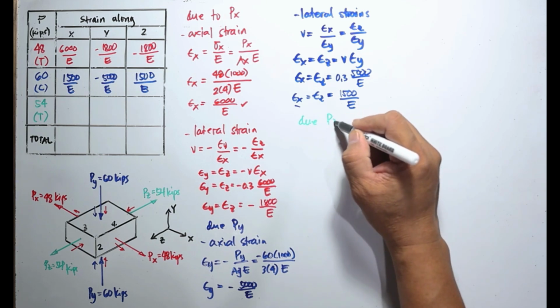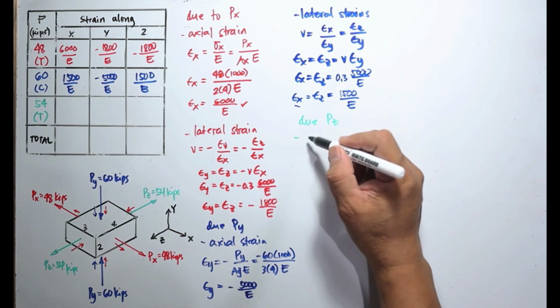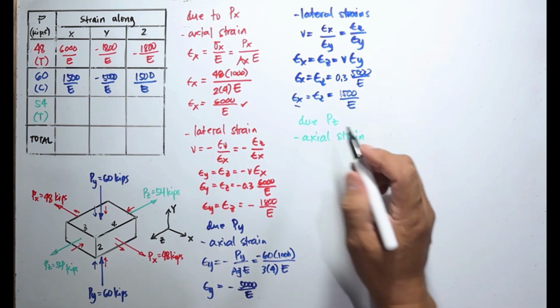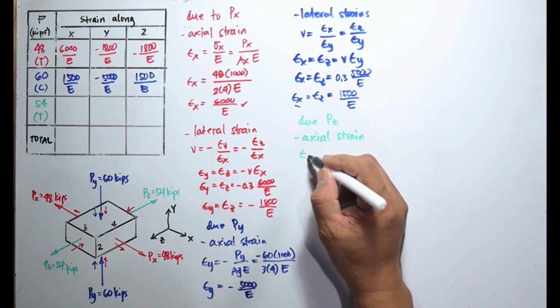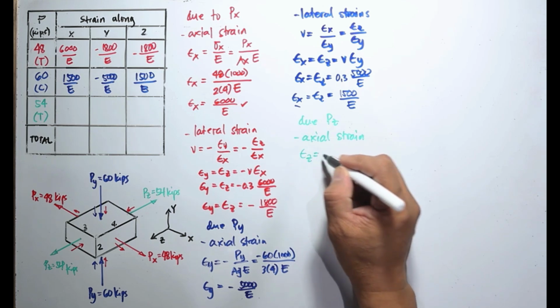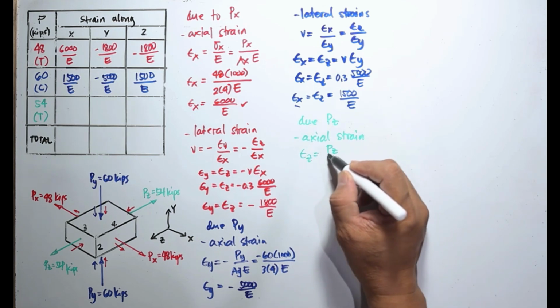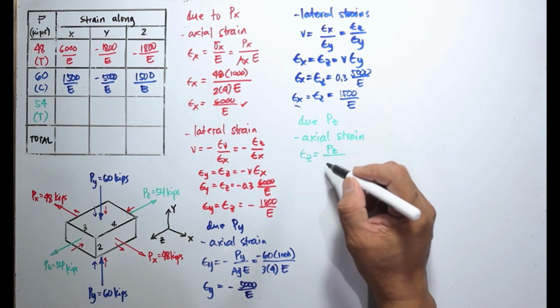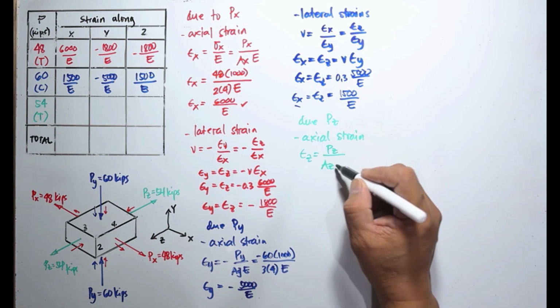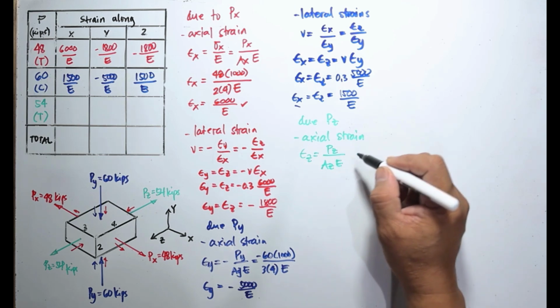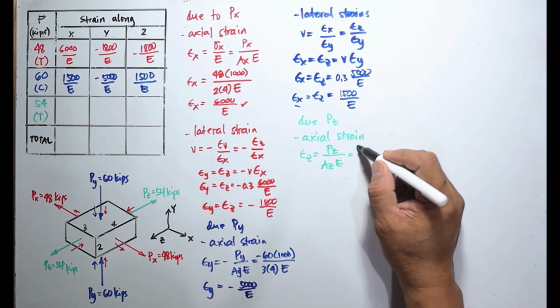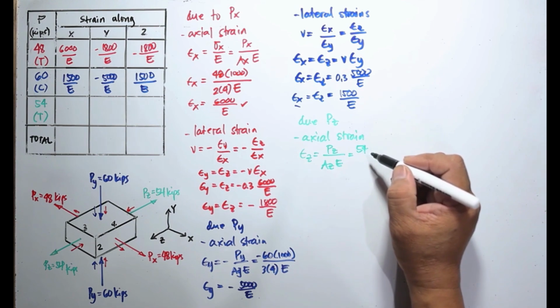Due to P sub Z. So axial strain along Z is P sub Z over area sub Z over E. So P sub Z is 54. That's tension, so that's positive.